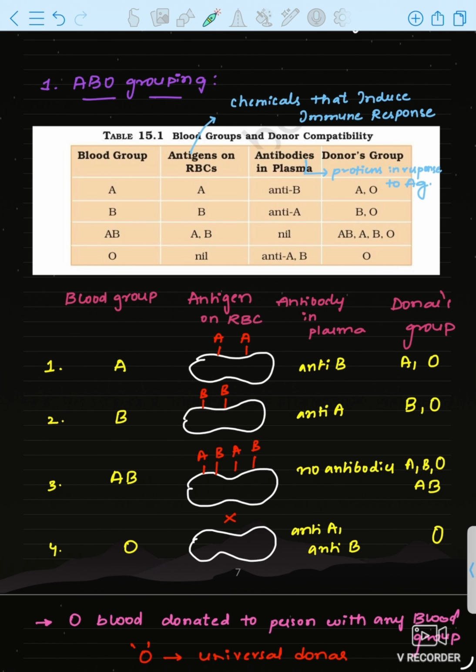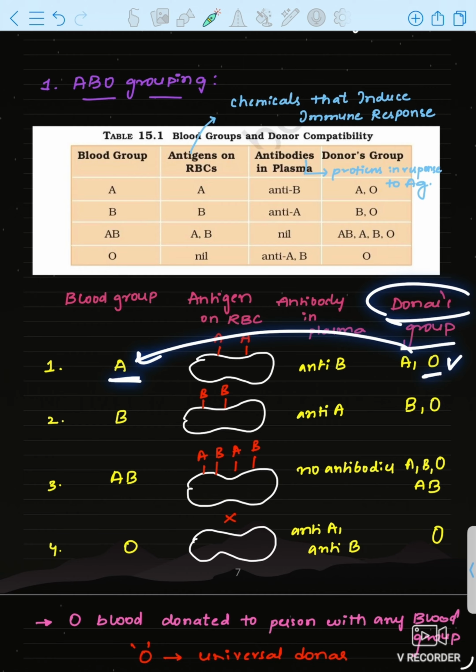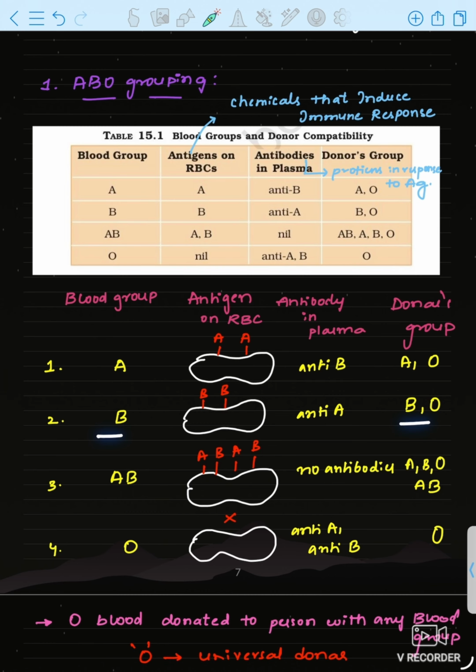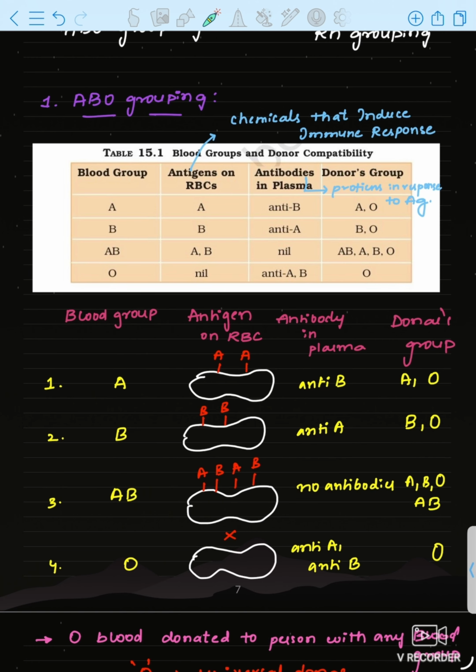And what are the blood groups giving? Who will be the donor blood group? A itself can give, and O is universal. B itself, and O is universal. See, this is the way to remember, how you can remember.